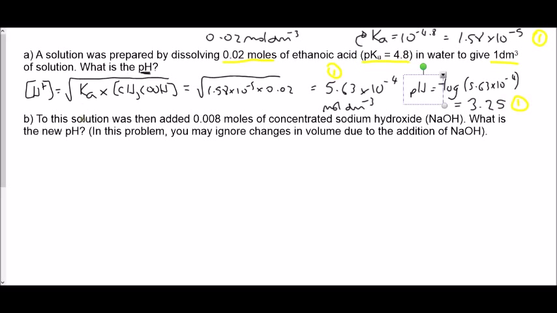Coming down to part B then, what we're doing now is adding sodium hydroxide. So we're doing something to the acid. So let's have a look at the equation. We've got ethanoic acid, and that's reacting with sodium hydroxide.